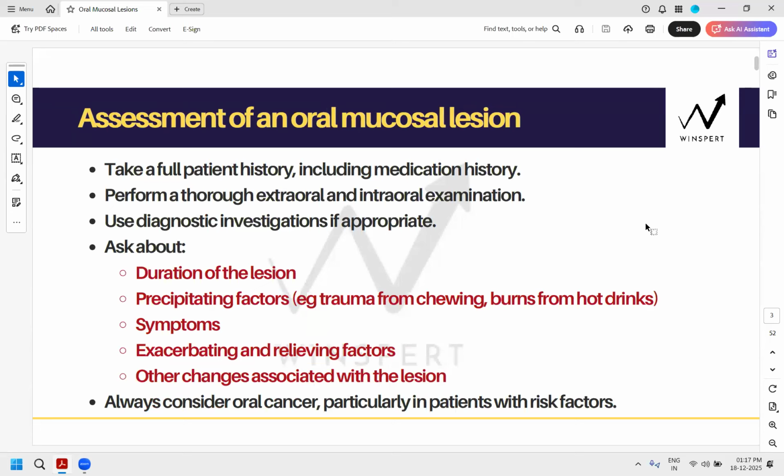So when the patient presents to you with an oral mucosal lesion, you must get the patient's complete history, including their medication history, because there are adverse reactions to certain drugs which can lead to these oral findings. Other than that, you will perform an extraoral and intraoral examination as well: full patient history, thorough examination, and you will ask questions which will give you the nature of the lesion, which will help you with the diagnosis.